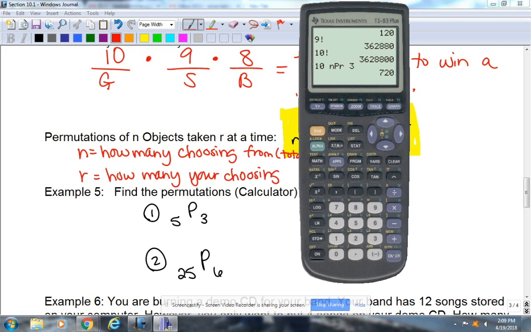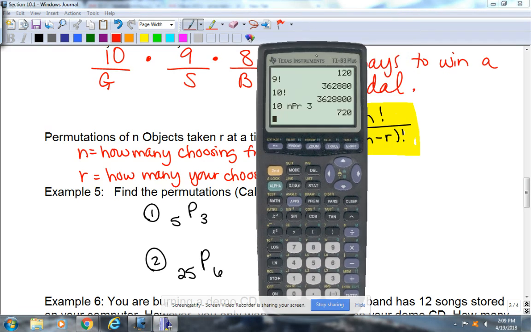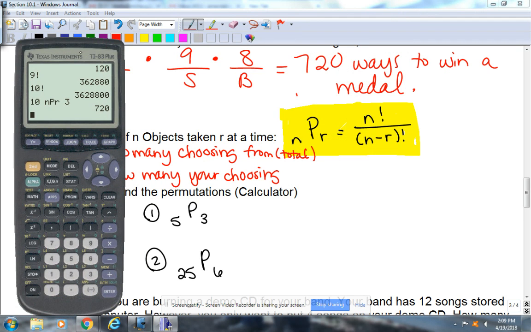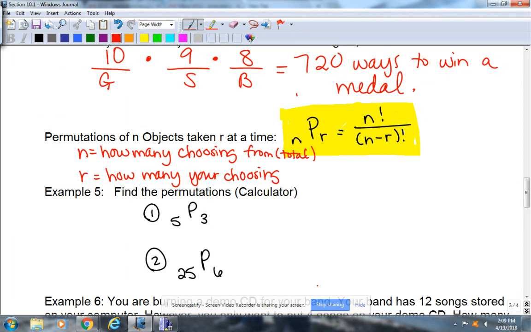Oh, gee, this is so easy. Okay? So you put in how many you're choosing from, Math PRB, how many you're choosing. So these 2 little examples right here, we're just practicing putting them in the calculator. Okay? So y'all practice putting 5P3 in your calculator. 5, Math PRB, nPr, and then 3. Don't tell me, just practice it.